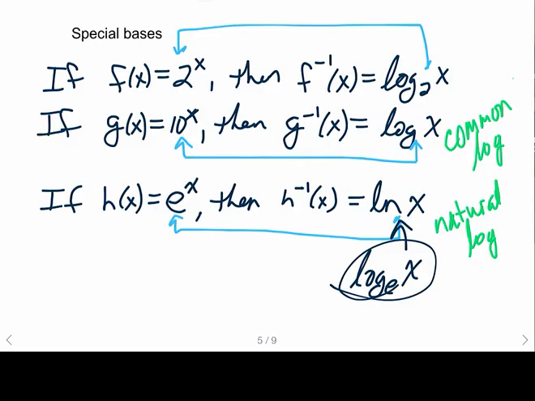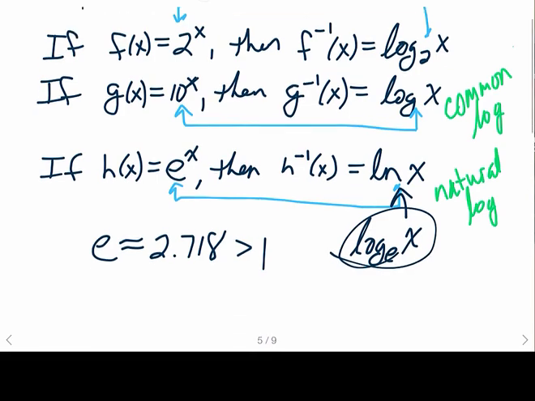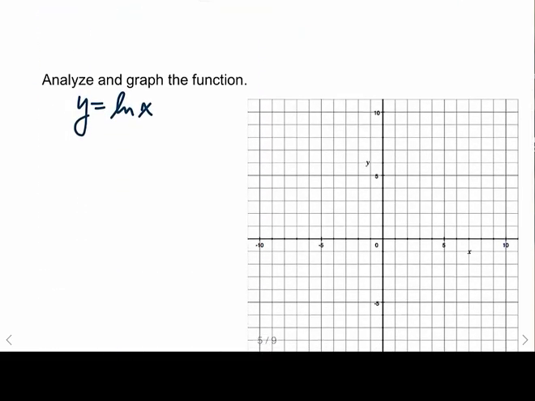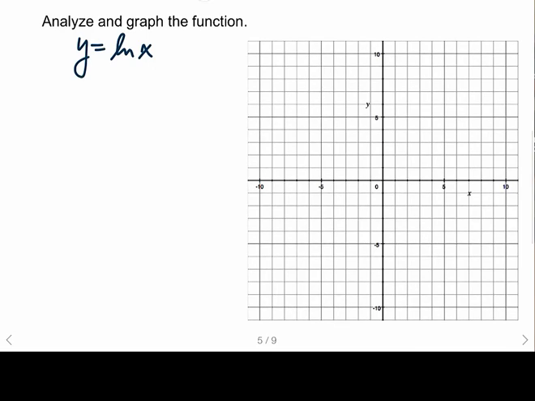And since e is approximately 2.718, it's important to note that it is greater than 1, which actually makes a difference as far as the exponential curves. It makes a difference for the logarithmic curves, as you saw when the base was 1/2 a couple of examples ago. Now that we have that under our belt, we can analyze and graph the function y equals the natural log of x.